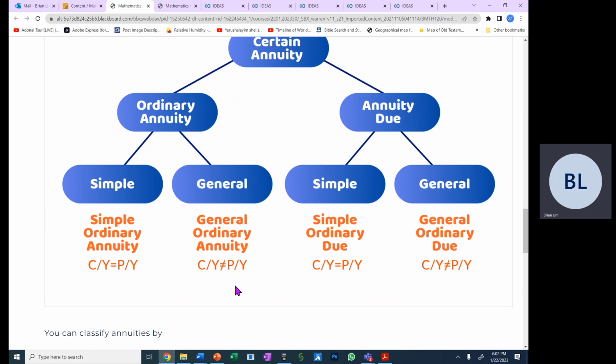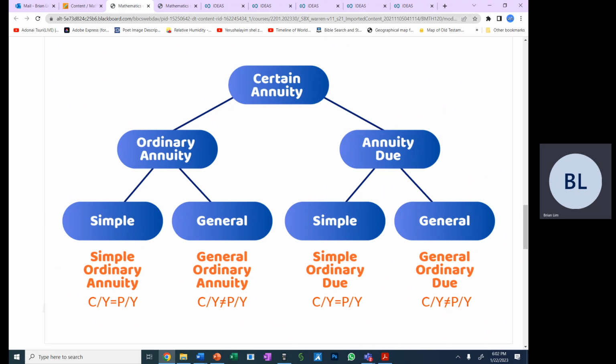It's a general or an ordinary general annuity if the compounding frequency is not the same as the payment frequency. That is like if you are compounding semi-annually and you're paying monthly. So they're not the same. Here they would be the same. If you're compounding semi-annually, you would also be paying semi-annually. But these payments are at the end of the payment period.